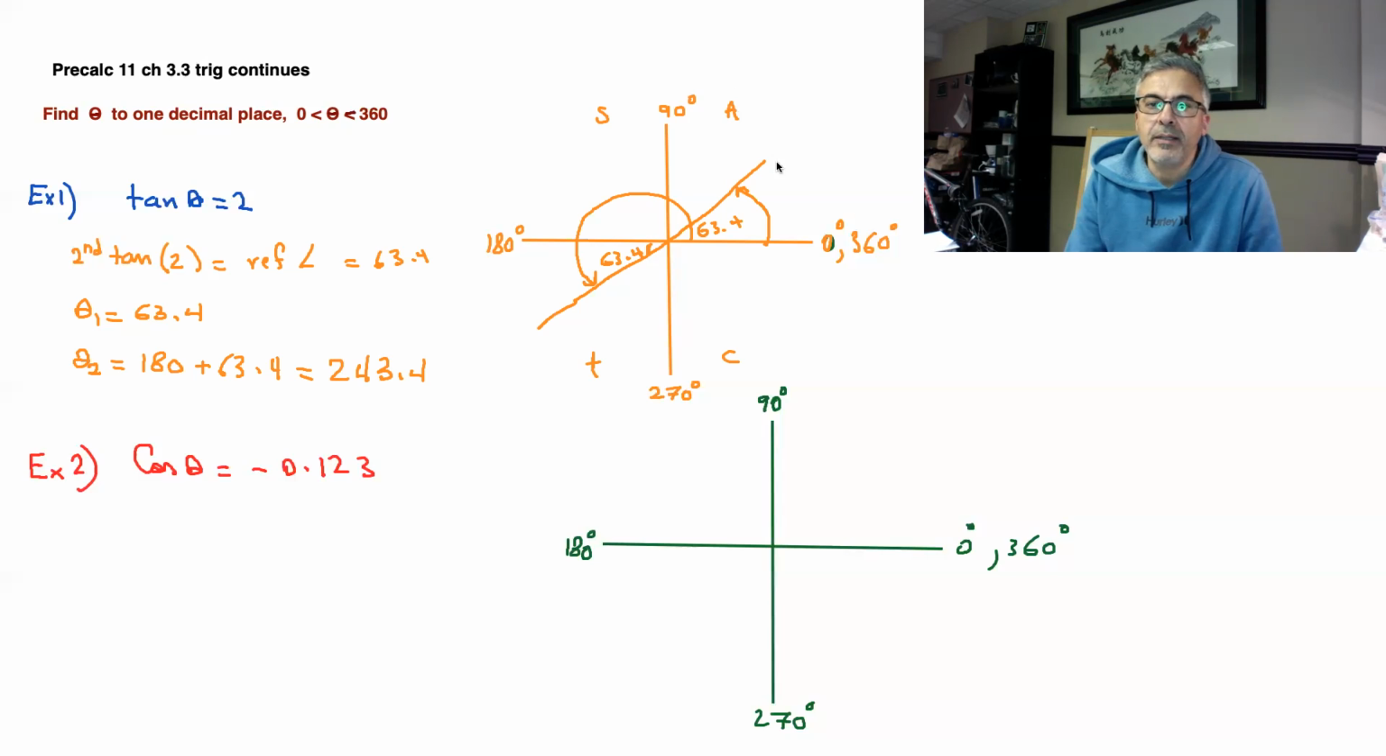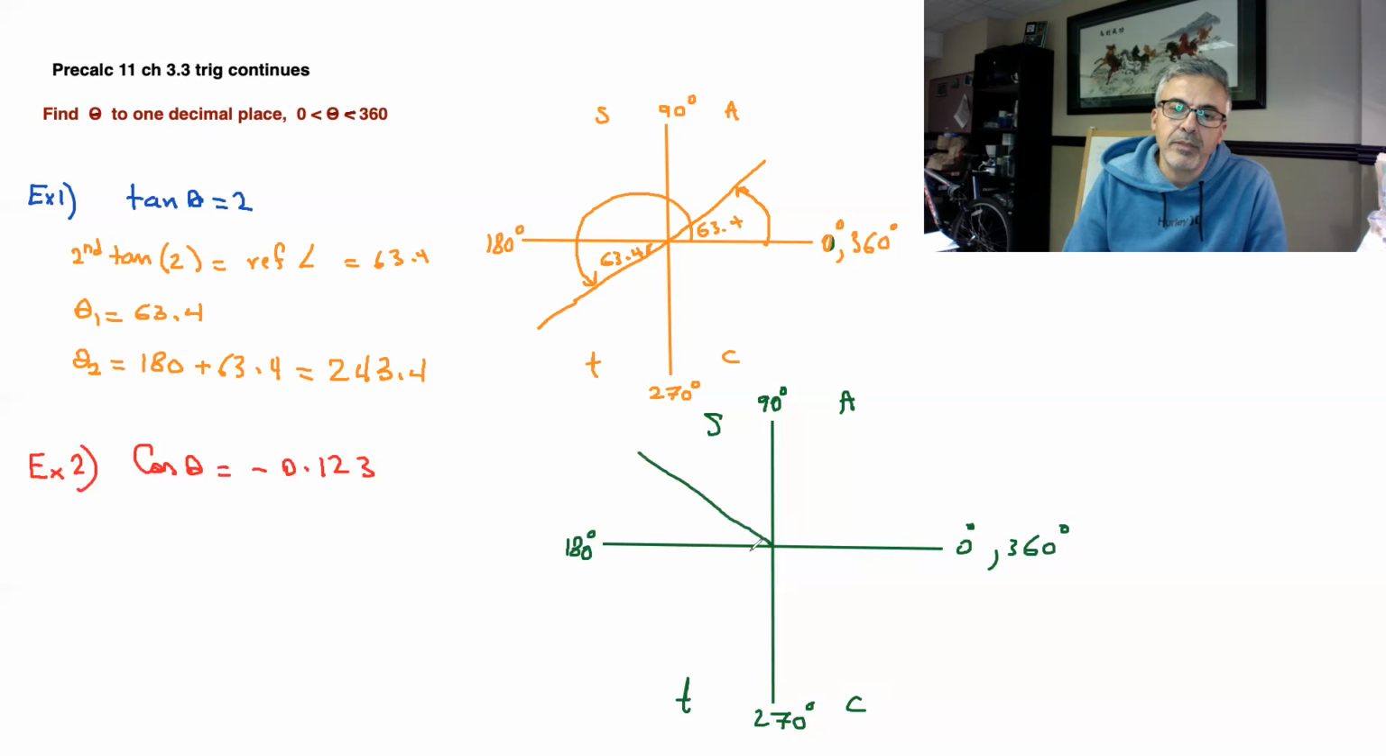The second one gives me cosine theta is negative 0.123. So we go All Students Take Calculus as a start. And then the cosine is negative, so it cannot be here and it cannot be there. So my terminal arms are going to be in these two quadrants right here.